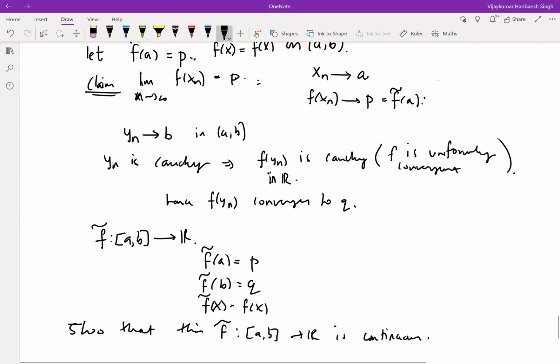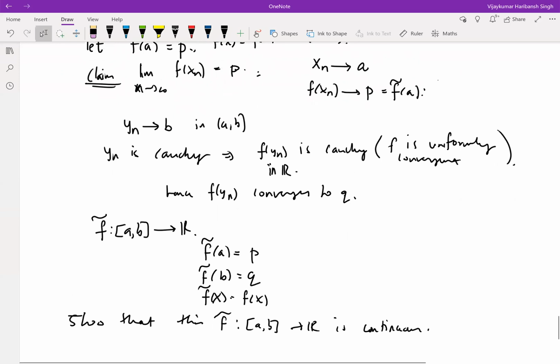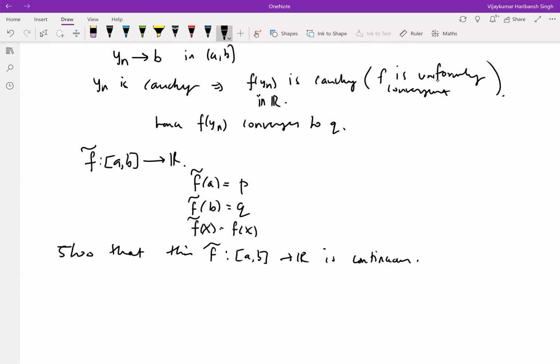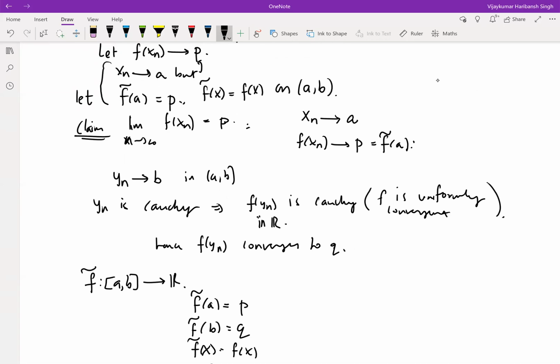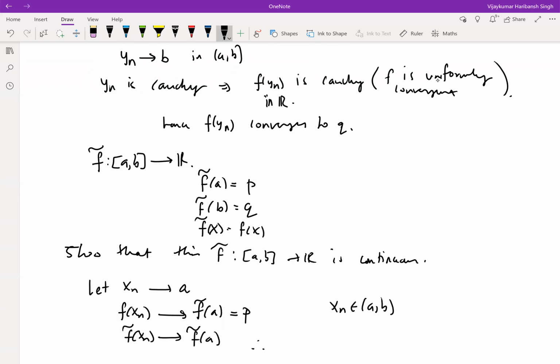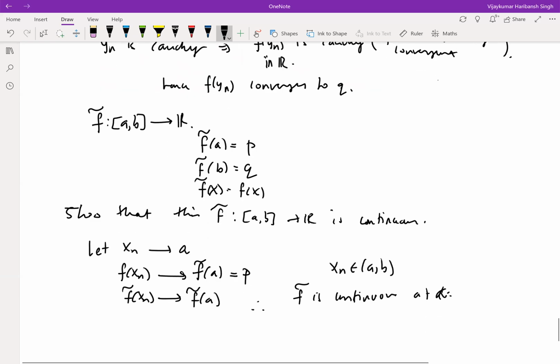So how do you show the continuity? You can show continuity using the fact that it's a Cauchy sequence and a Cauchy sequence converges. So you show it using sequential continuity. Let's investigate the first one, and then you can do the second one the same way. Let xn be any sequence converging to A. Then f of xn converges to f tilde of A, which is P. And this sequence is the same as f tilde of xn because all these xn's are in (A, B). So f tilde of xn converges to f tilde of A. Because xn was any sequence, f tilde is continuous at A. Similarly, you can work for B and therefore you prove your result.